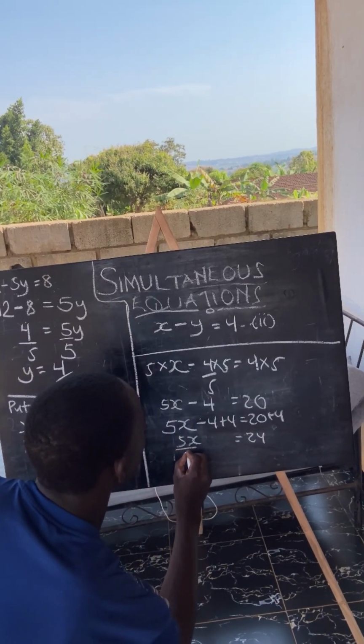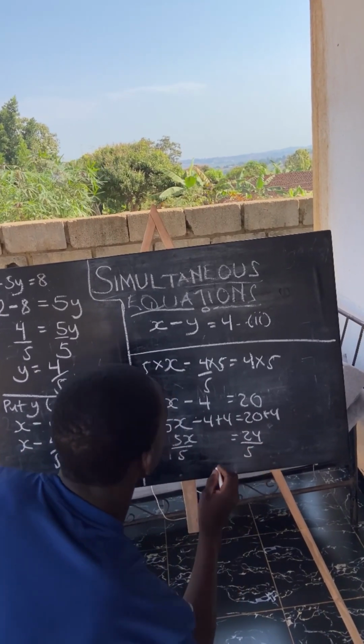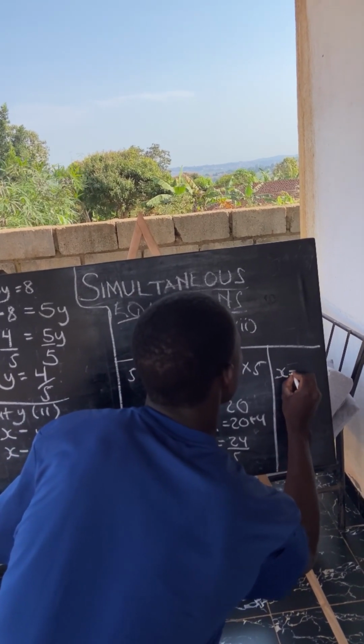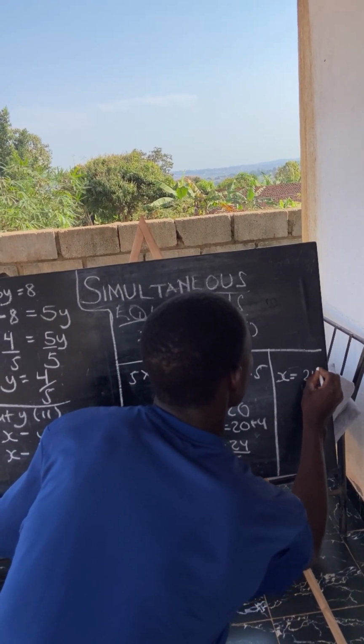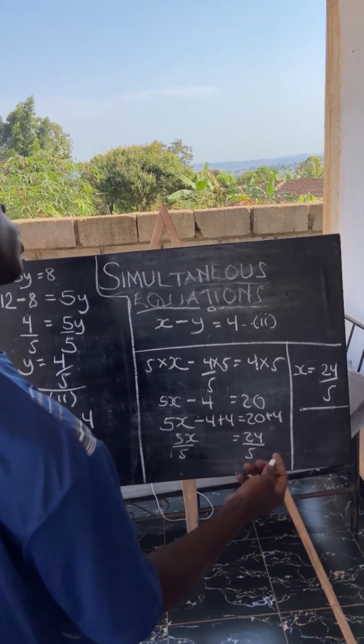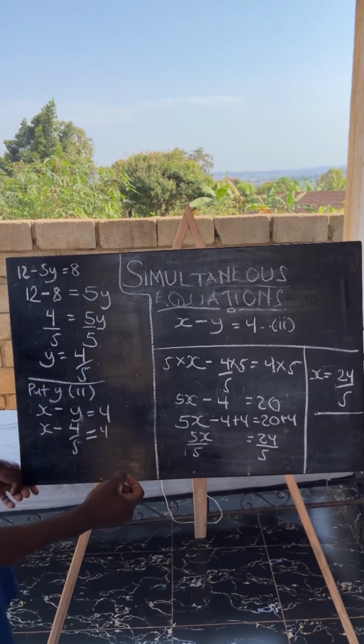Divide both sides by 5. So we'll be getting our x as 24 out of 5, as before, when we obtained it in the elimination method.